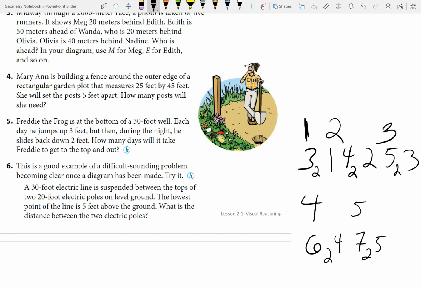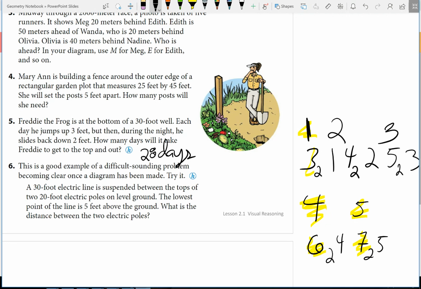So 30 feet, I think it should take 28 days. Because it looks like to me, you're 4 to 6, 5 to 7, 1 to 3. So that would be 28 days. Cool. Let's check the answers here.